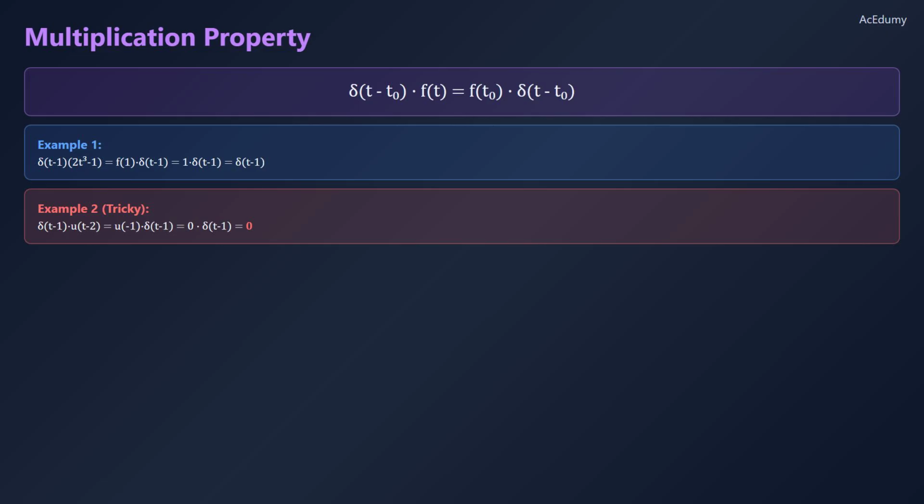Here is a tricky example. Delta of t minus 1 times u of t minus 2. The impulse is at t equals 1, so u of 1 minus 2 equals u of negative 1, which is 0. The entire product is 0.